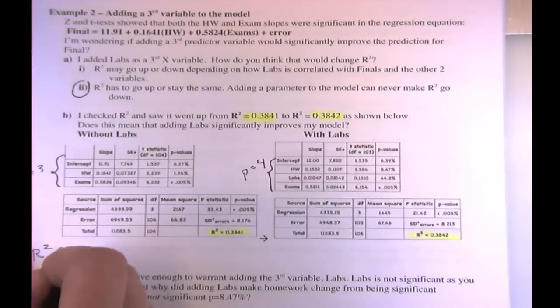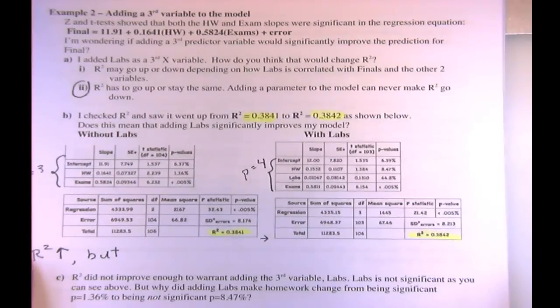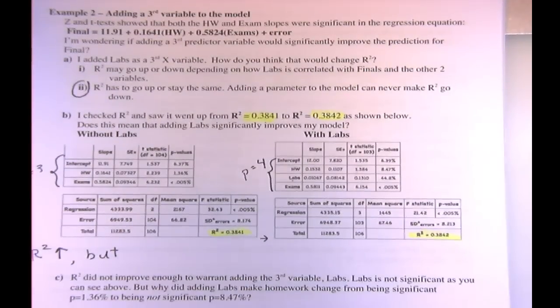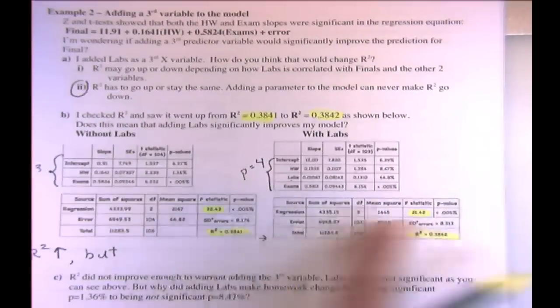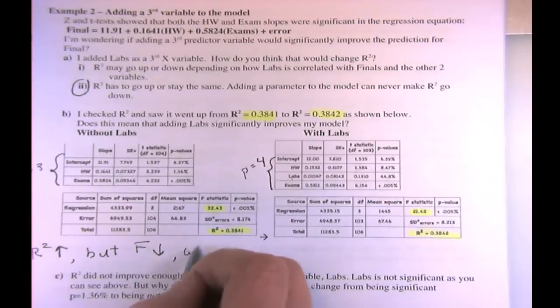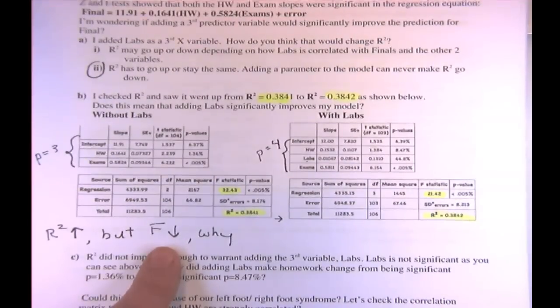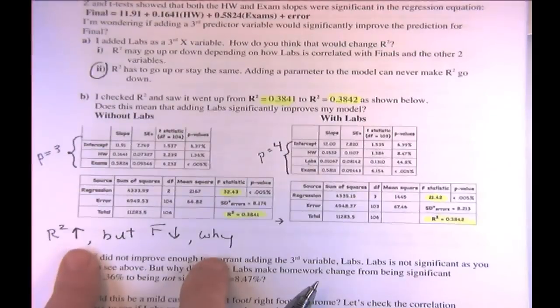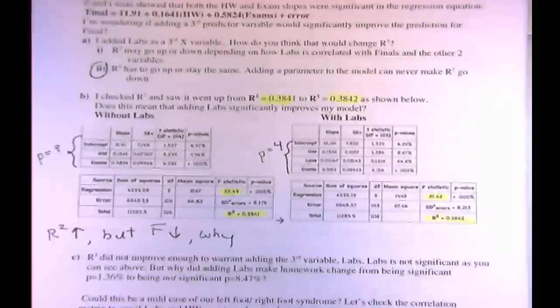but let's look at other things. The F statistic went down, right? So where's my F? The F is right here. That went down. Why? Remember, big values of your F statistic are strong evidence against the null. But it went down, even though r squared went up. Why do you think that went down? It went down from 32.43 to 21.42.